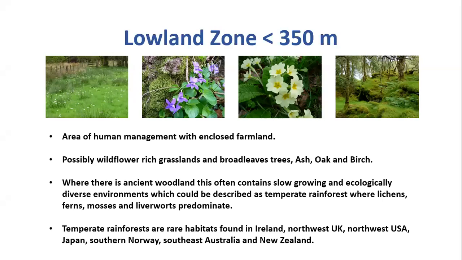And temperate rainforest is quite rare habitat. So you find it in Ireland, parts of the northwest of the UK, northwestern USA, Japan, southern Norway, southeastern Australia, parts of Tasmania, and New Zealand is a very strong area for it. But for large parts of the world, that does not exist. So it's quite a rare habitat. And sadly, in Ireland, it's been cut down for various reasons, charcoal making or whatever in the past.